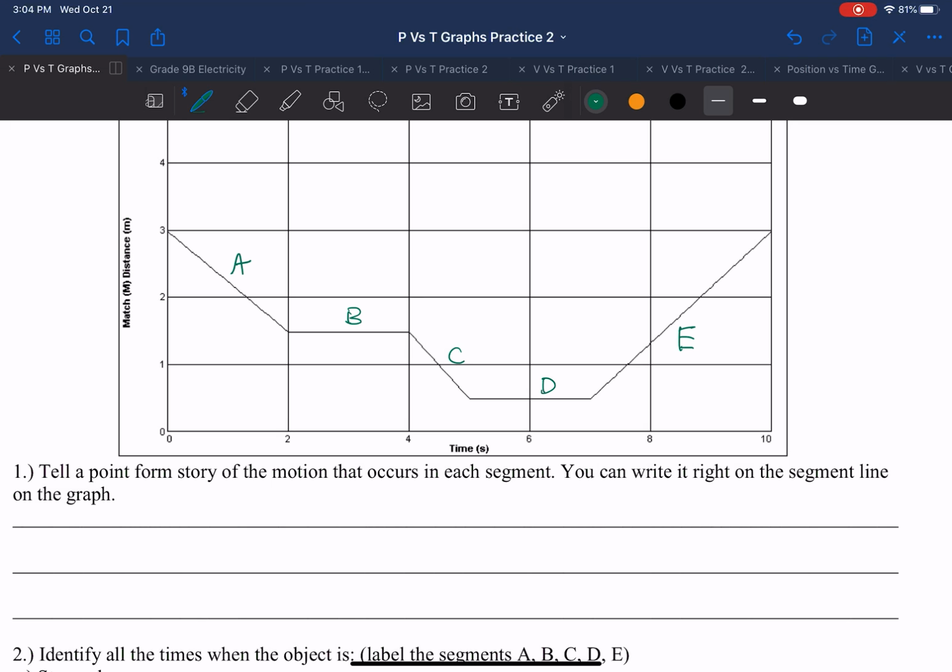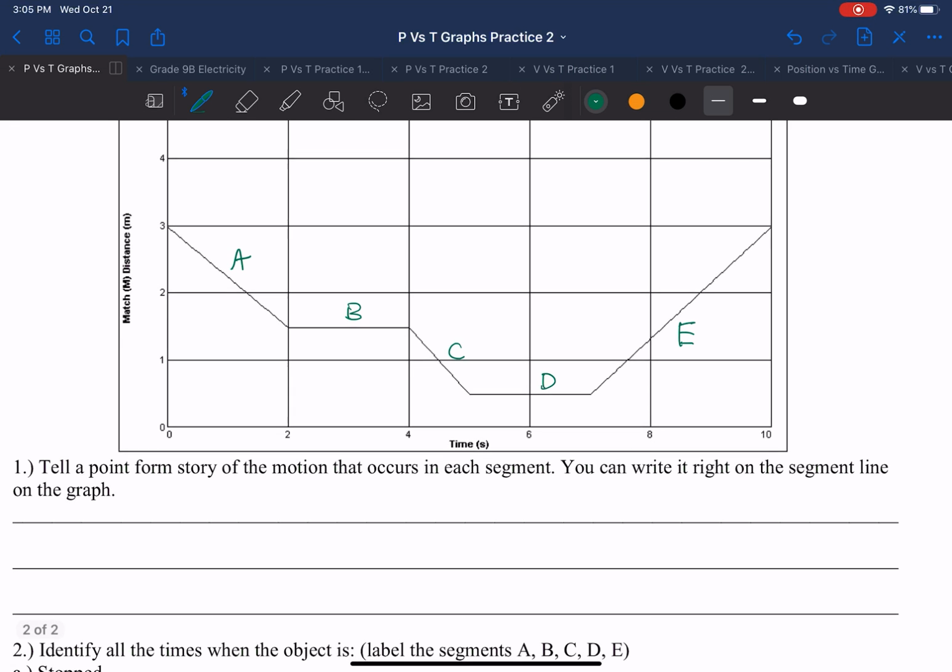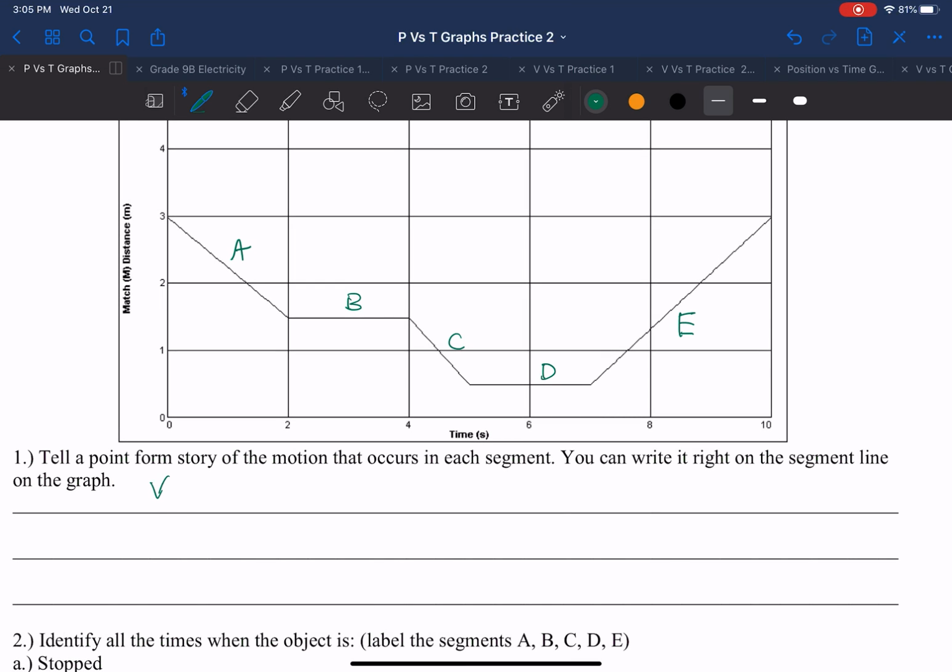So let's answer question number 1. Tell a point form story of the motion that occurs in each segment. You can write it right on the segment line or in these lines down here. So I'm going to write a story. You are climbing down. So that's part A there.